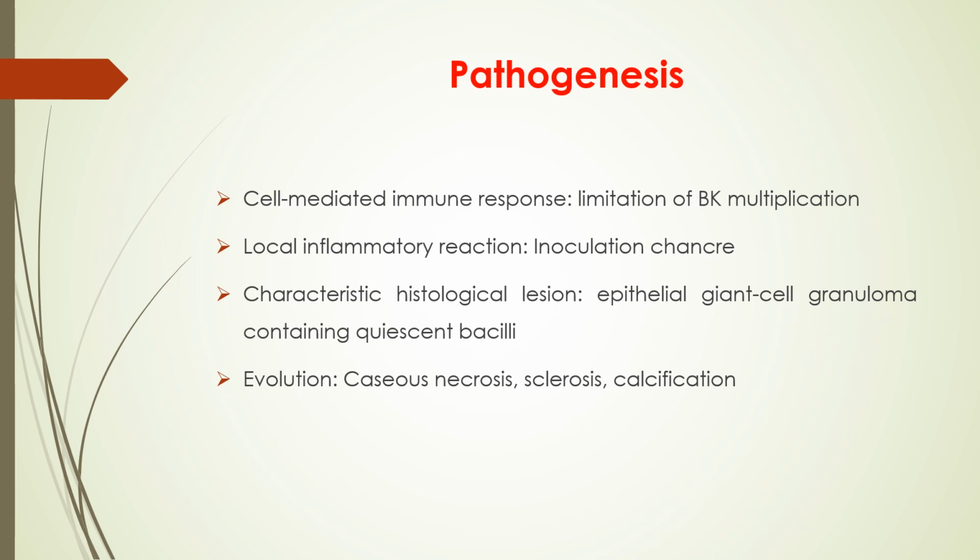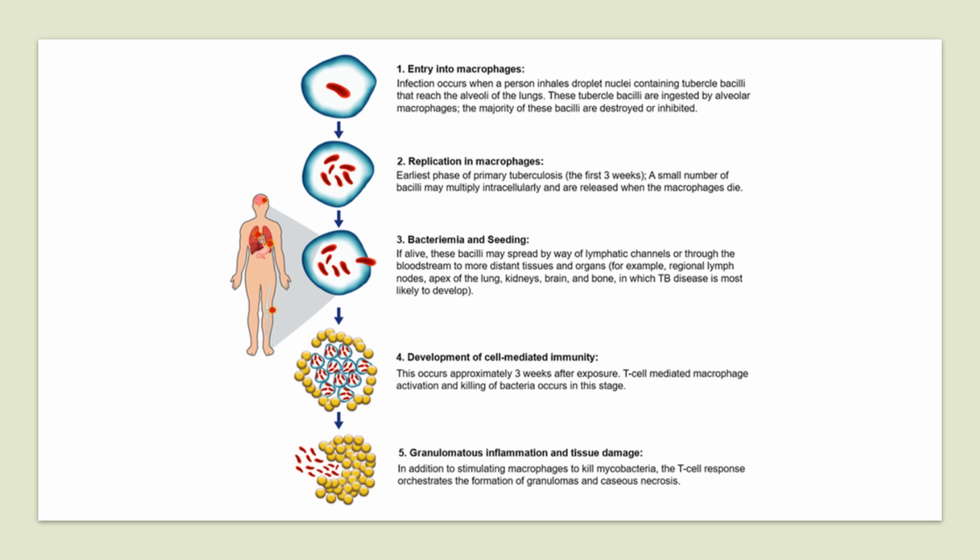The evolution will be either caseous necrosis, sclerosis, or calcification. As we have said, when we have a bacillus, it will be phagocytosed by a macrophage, and it will remain replicating in the macrophage. We have 2 cases. Either the bacilli will be spread in the body, or the macrophage will go to the lymph nodes, and we have some specific selection of some specific T lymphocytes.